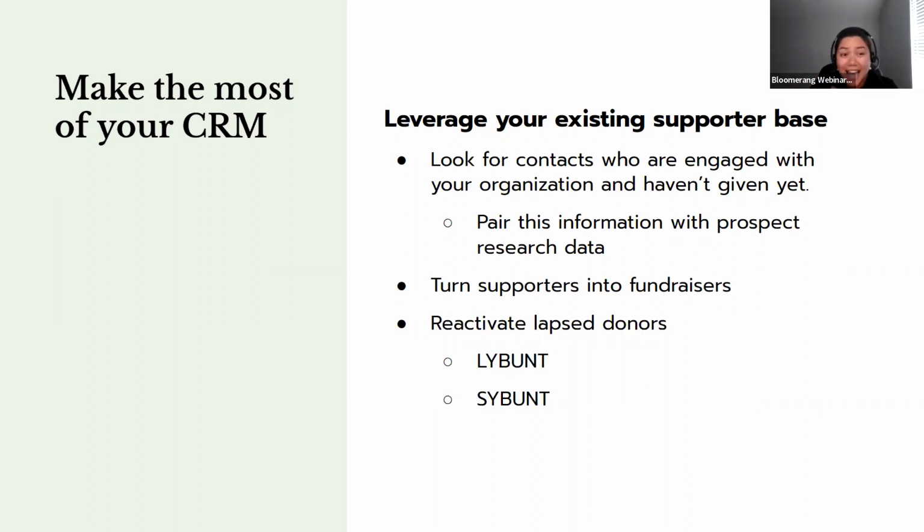Also take a look at reactivating your lapsed donors. At one point, these were supporters of your organization. They could be again. So it's important to take a look at perhaps why they stopped giving in the past and how you can re-engage them again. You can run your SYBUNT and LYBUNT reports. LYBUNT, if you're not familiar, means they gave last year, but unfortunately not this year. SYBUNT means they gave some year, not necessarily last year, but unfortunately not this year. So don't overlook those hidden gems within your existing contact base.